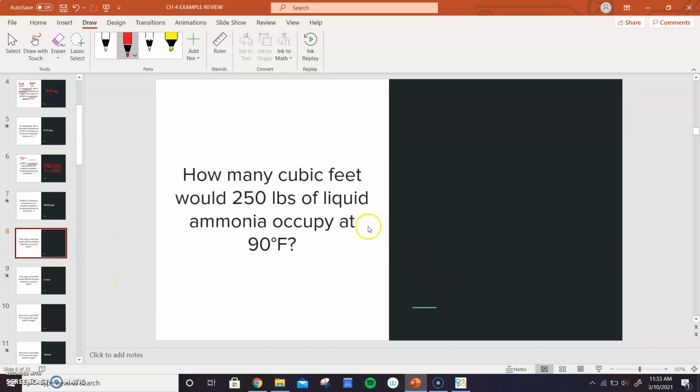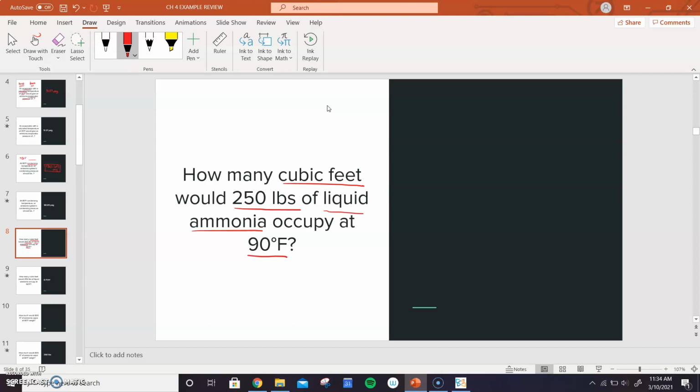So this one's actually going to take a little bit more math. How many cubic feet would 250 pounds of liquid ammonia, and it's important to specify whether it's liquid or vapor ammonia, occupy at 90 degrees Fahrenheit?